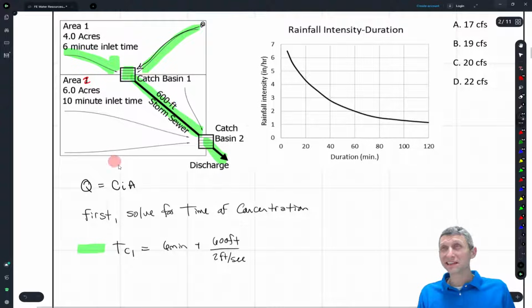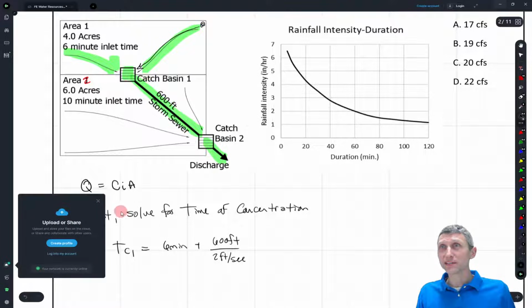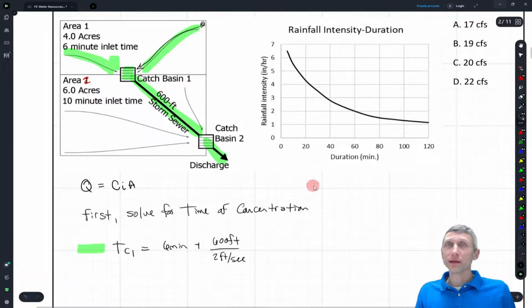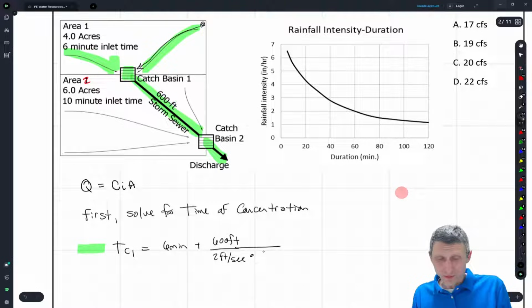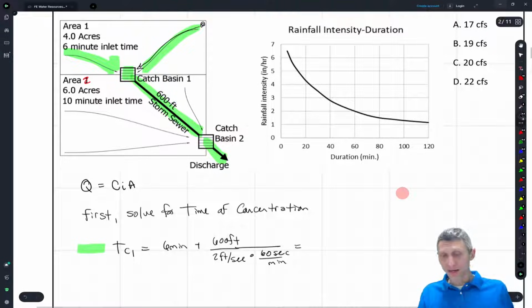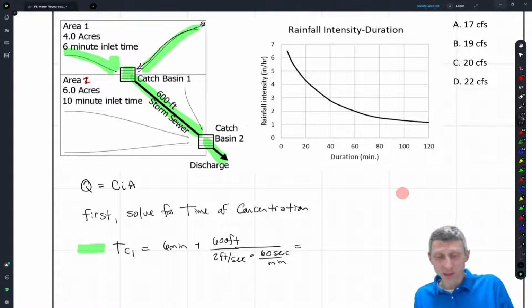But you'll see here that the units aren't the same. We have minutes and seconds. We need to do some conversions here. Our duration for our curve here is in minutes, so we are going to go with minutes. So we're going to multiply by 60 seconds per minute. If we do that out, 600 divided by 2 divided by 60 is going to be 5 minutes. So this is a total time of concentration of 11 minutes.